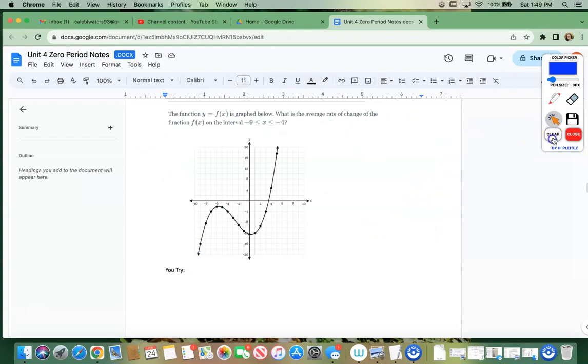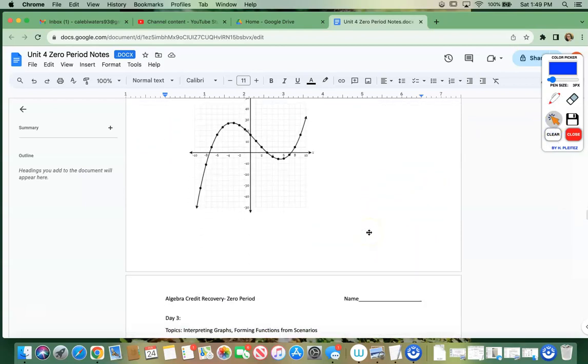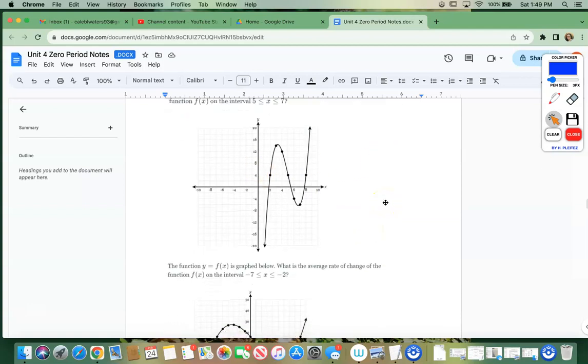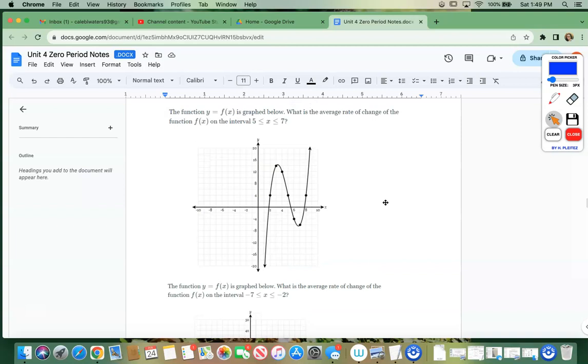Alright, there's one for y'all to try. For you guys to try these two. Okay, so pause the video, try these two, and then we'll see how we do.